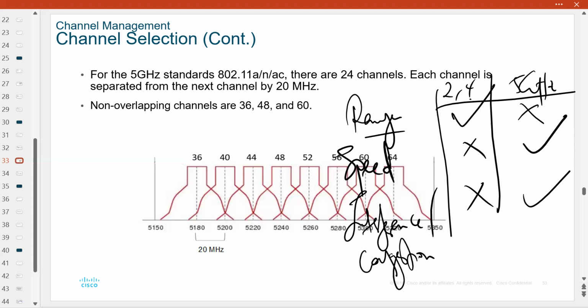As well, in terms of interference and congestion, number of channels. With 2.4, we have only 11 channels that are being used. With 5 gigahertz, we have 24 channels that are being used. It means in terms of congestion, 2.4 has more congestion because of the fewer number of channels being used.